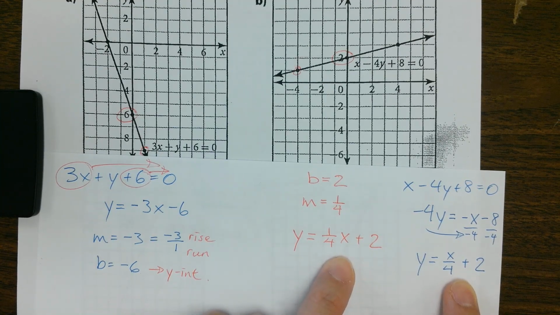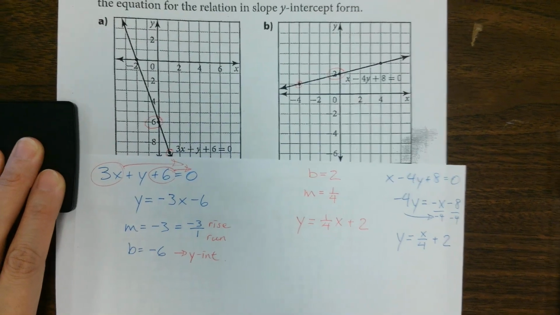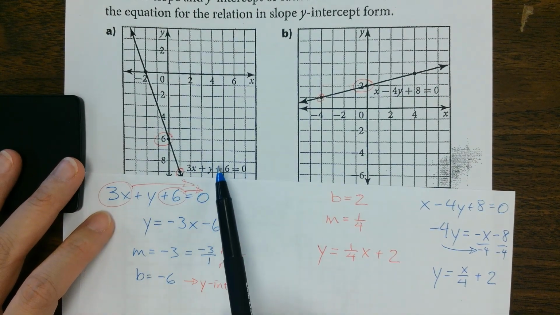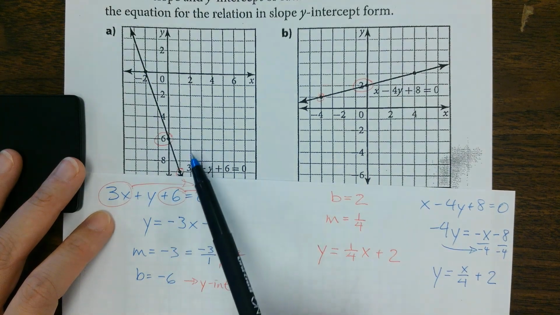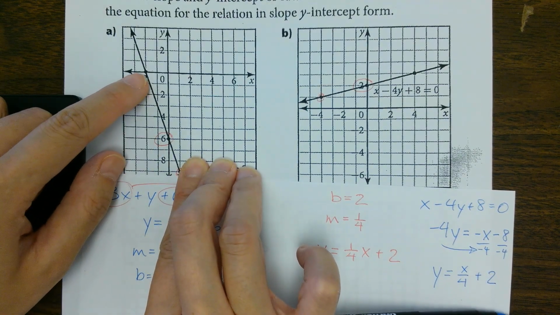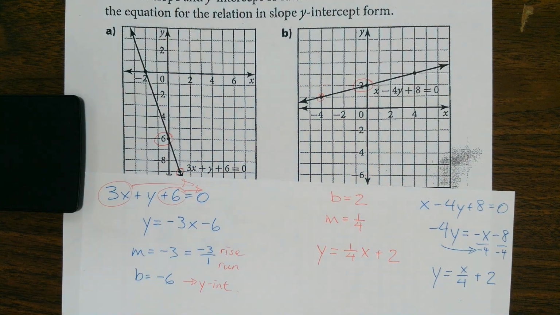So you just learned 2 different ways to figure out the equation. One way was if you're given an equation in standard form, you can rearrange it to change it to y equals mx plus b form. Or if I just give you the line without this, I can read off the graph and use my slope to figure out what the equation is as well.